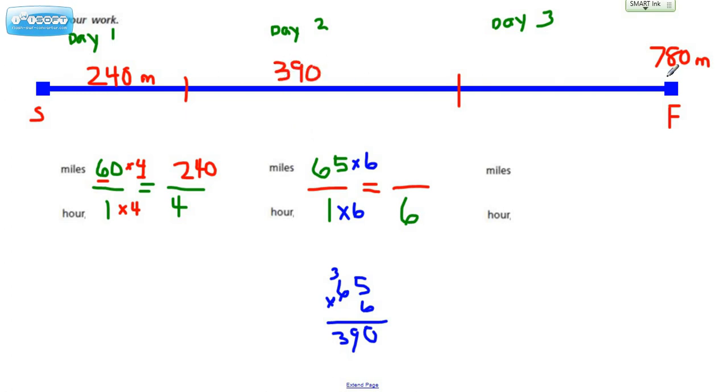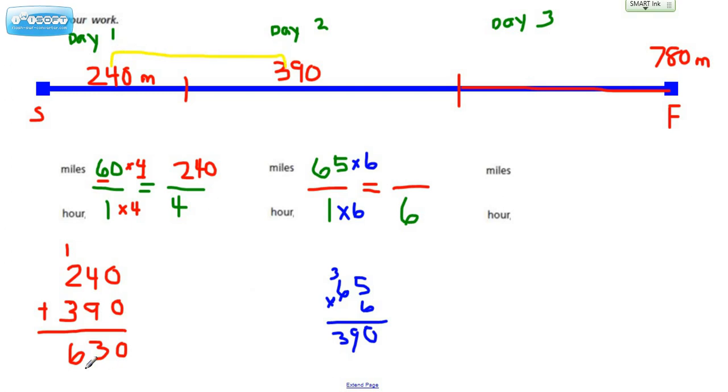Now remember, they have to go 780 miles. We need to know this distance. And a way we can get this distance right here is we can add these two together, subtract that from 780. So let's add the 240. Make sure you put this on your piece of paper that I'm going to be expecting you to turn in, plus 390. Let's add them up. Here we get the 0. Here we get the 13. And we get the 6. All right, so these combined is 630 miles.